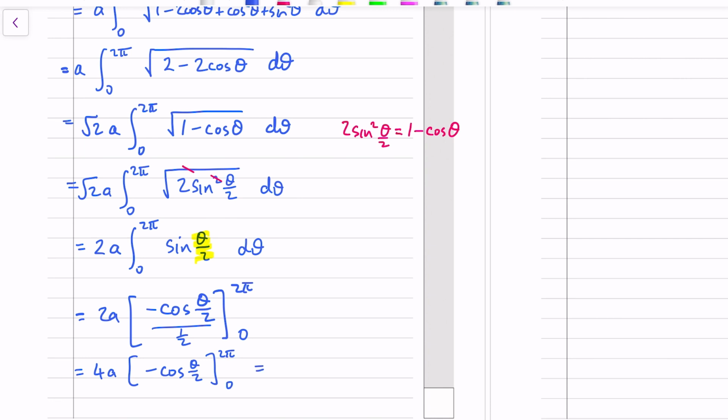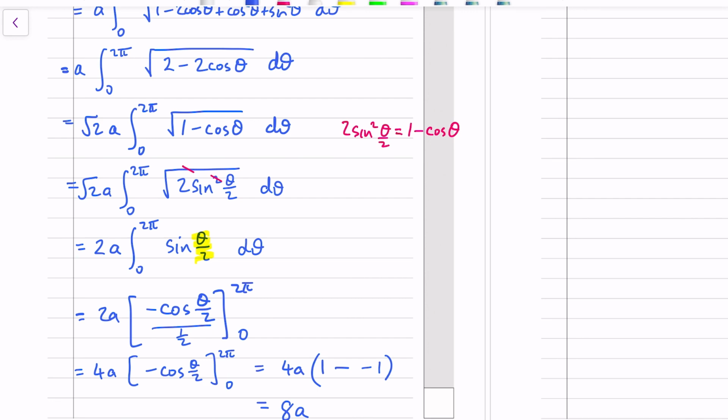Sub in the 2 pi, I've got negative cos of pi, which is 1. And then sub in the 0, I've got minus negative 1, so 8a.